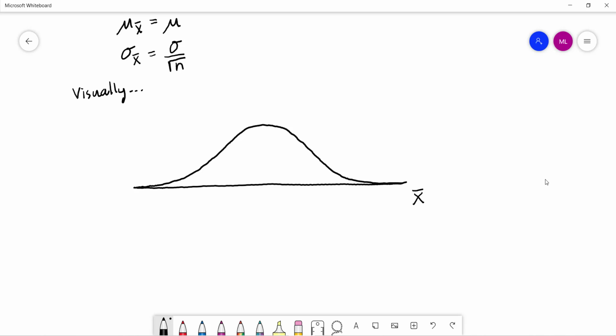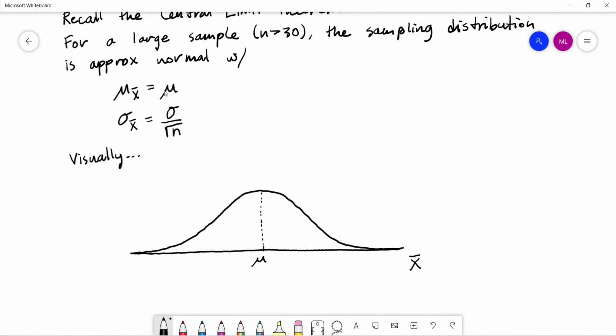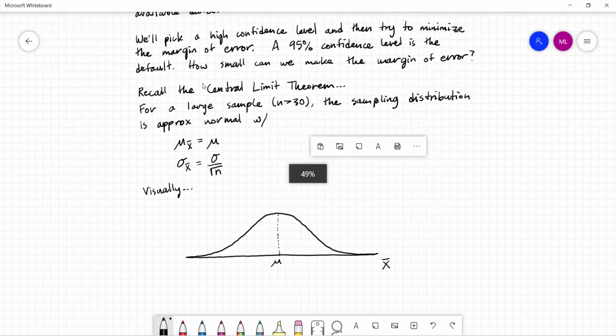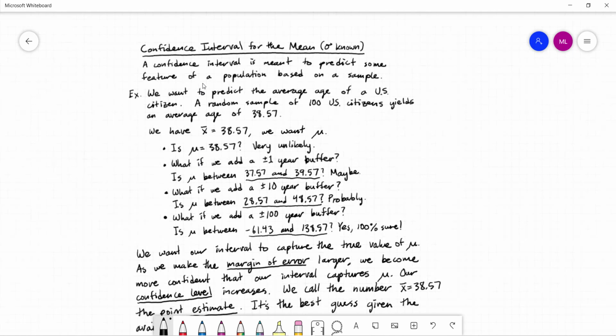We know that the true center of this curve is mu. That's literally what is stated in the central limit theorem. The center of our sampling distribution, the mean of all of the x bars, is equal to mu. The question is, we found one particular x bar. So we took a sample of 100 individuals, and we found this particular x bar. X bar was 38.57.